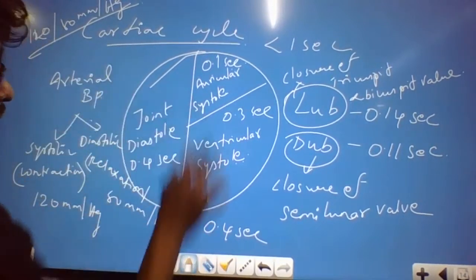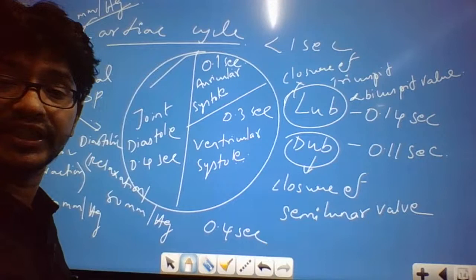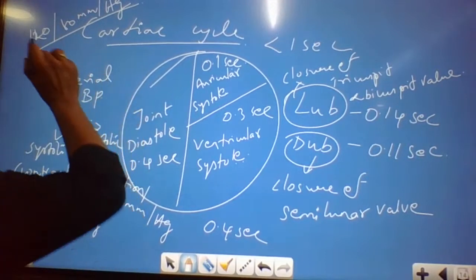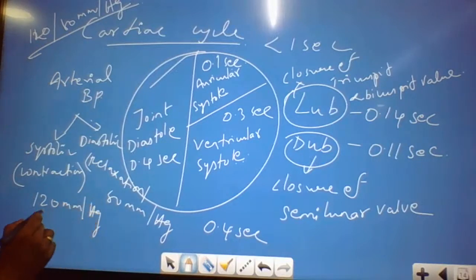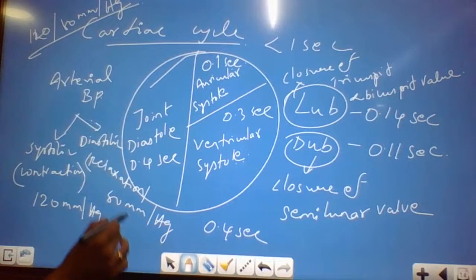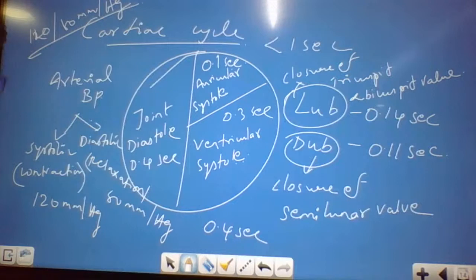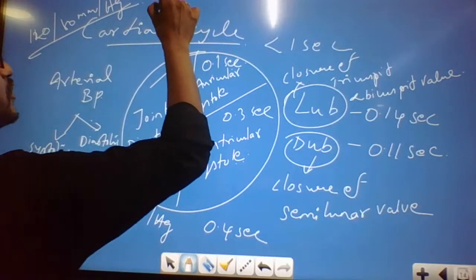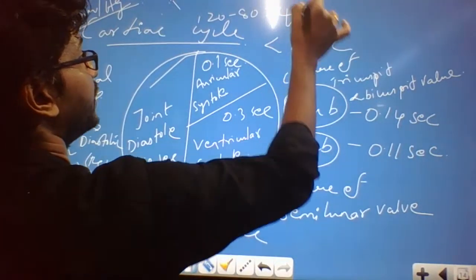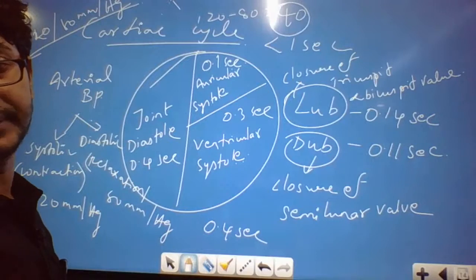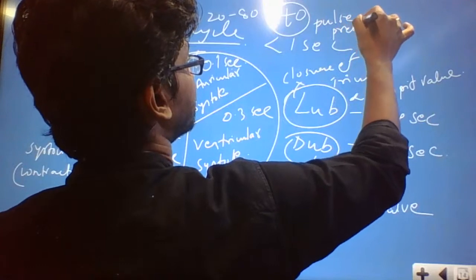So that is blood pressure. Then what is the pulse pressure? Pulse pressure is the difference between the systolic and diastolic pressure. How do we calculate it? The systolic is 120 and the diastolic is 80 mm Hg. You take 120 minus 80, which gives 40. So this 40 will be your pulse pressure.